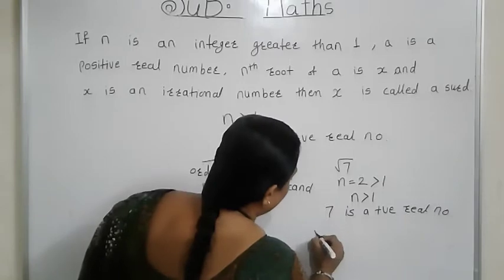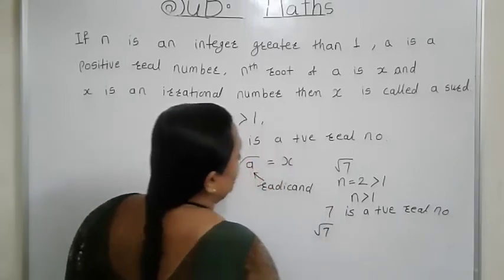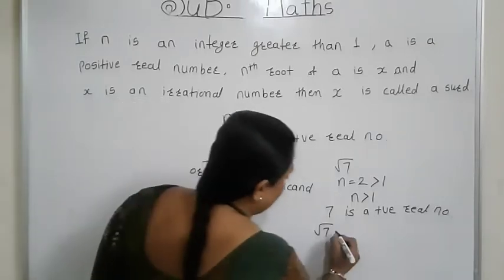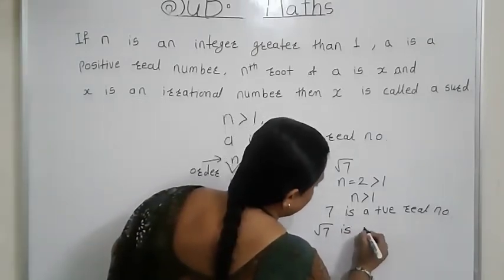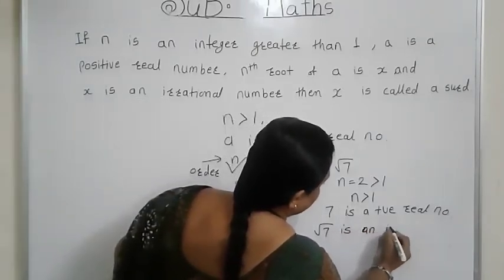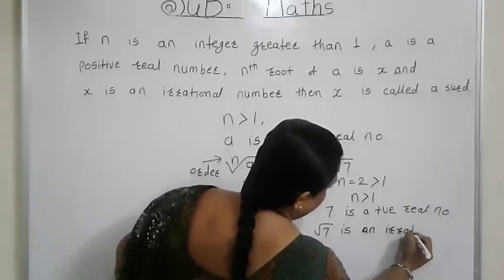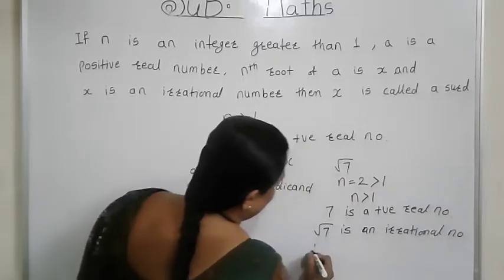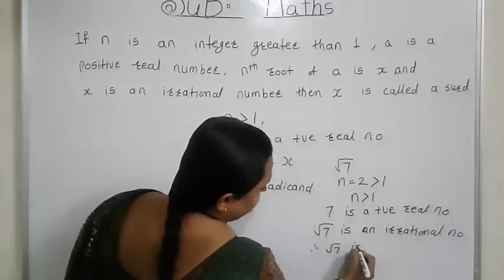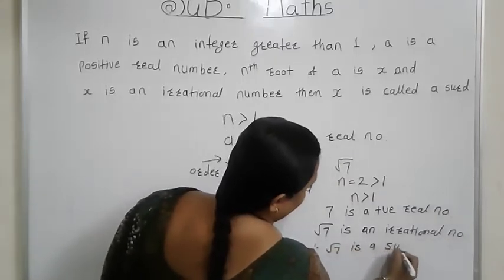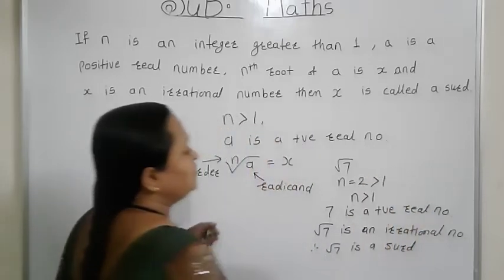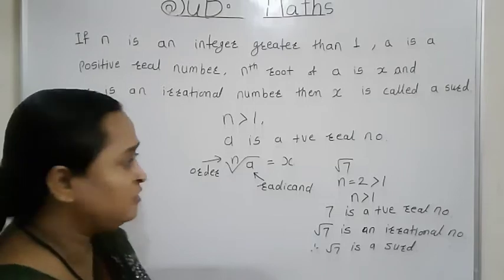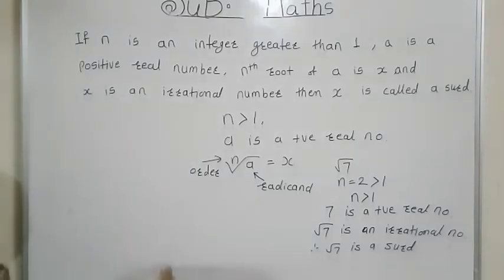The next condition is that the nth root of a is an irrational number. Now we will see that root 7: 7 is not a perfect square number. So root 7 is an irrational number. So root 7 is a surd. In this way we can identify whether the given example is a surd or not. Next, we can take another example.